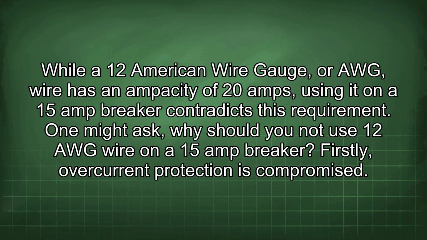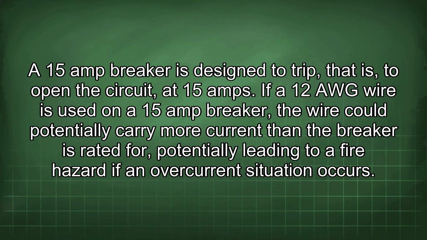One might ask, why should you not use 12 AWG wire on a 15 amp breaker? Firstly, overcurrent protection is compromised. A 15 amp breaker is designed to trip, that is, to open the circuit, at 15 amps. If a 12 AWG wire is used on a 15 amp breaker, the wire could potentially carry more current than the breaker is rated for, potentially leading to a fire hazard if an overcurrent situation occurs.